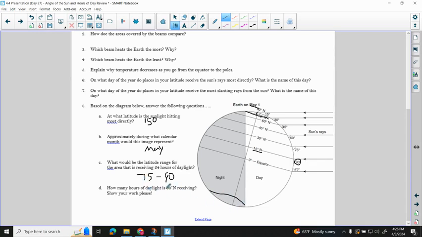How many hours of daylight is 30 degrees north receiving? You would, again, measure from the terminator at 30 degrees north, right here. You would measure the length of that line, and then you would measure the entire length, divide this length by this length, multiply by 24, and that would give you your answer here. I can visually see it's going to be more than 12 hours because it's 12 hours at the equator. Anything north of the equator is more than 12. Anything south of the equator is going to be less than 12. Okay.